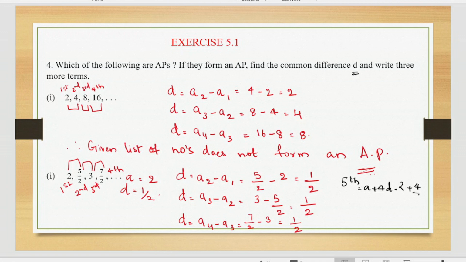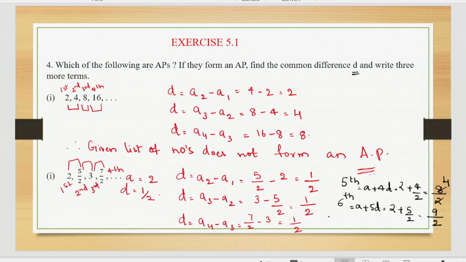That is 4 by 2. 2 is the LCM, 4 plus 4 is 8. This is 8 by 2, and 8 by 2 is 4. So the fifth term is 4. Then the sixth term is A plus 5D. So A is 2 plus 5 into 1 by 2, which is 5 by 2. We can take the LCM as 2. Here you will get 4. 4 plus 5 is 9 by 2.